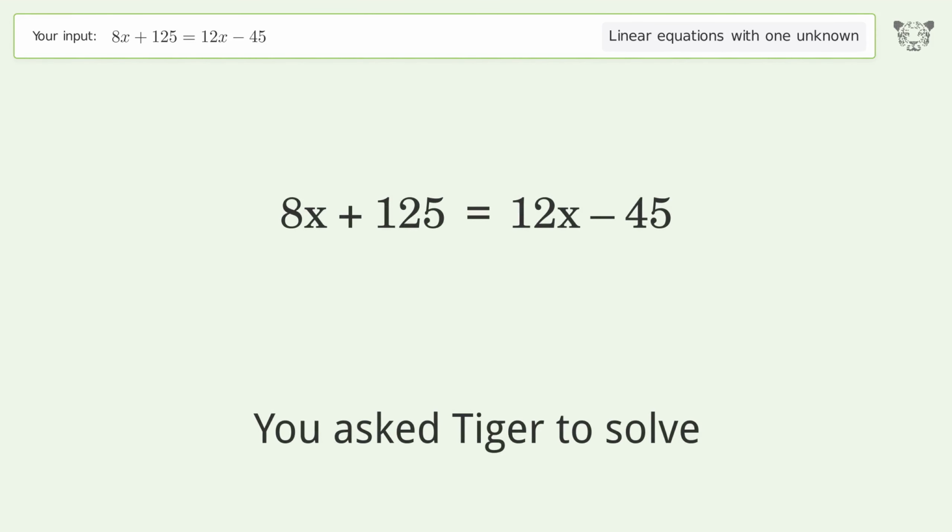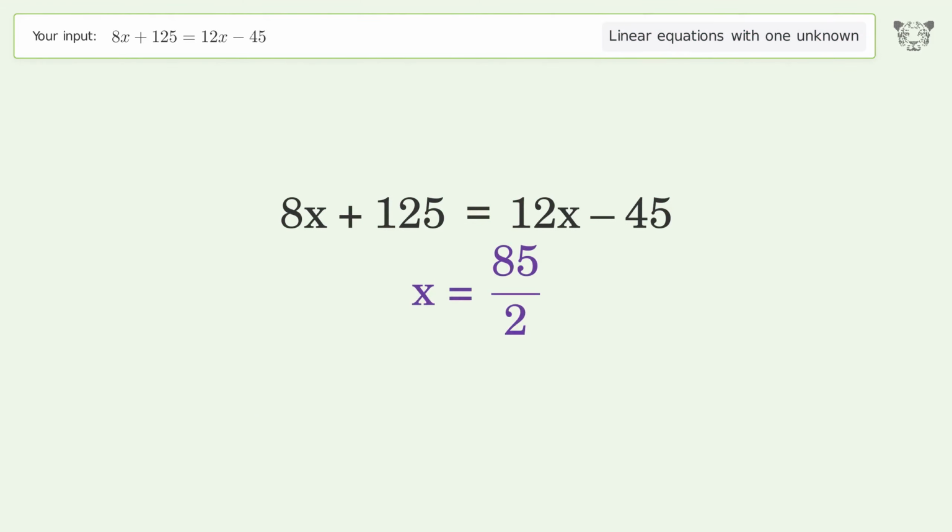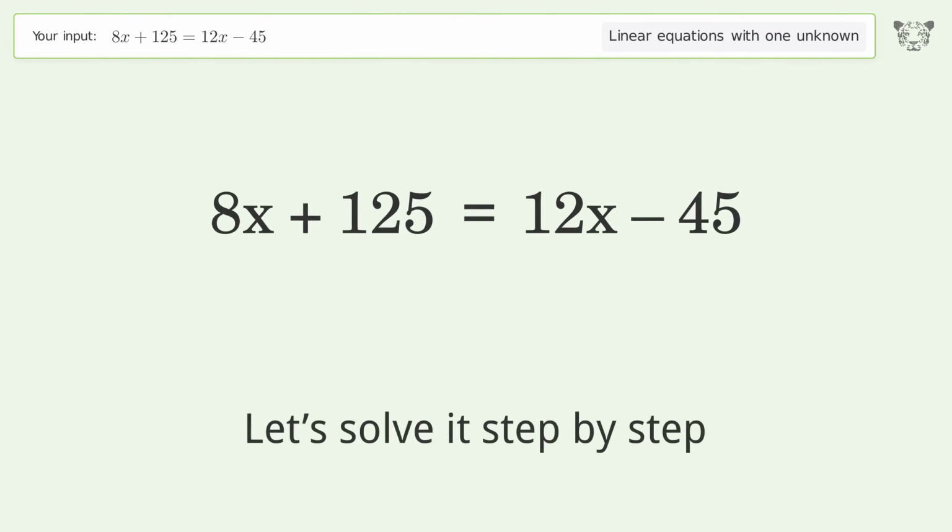You ask Tiger to solve. This deals with linear equations with one unknown. The final result is x equals 85/2. Let's solve it step by step.